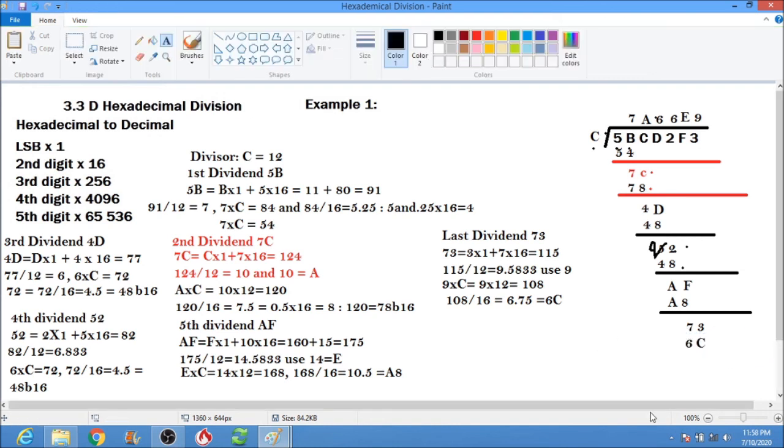And then we subtract. 3 minus C, or 3 minus 12, cannot be, so borrow 1. So this 7 will become 6, and 3 plus 16 is 19. 19 minus 12 is 7. So our answer is 7. Therefore our remainder is 7 over C.